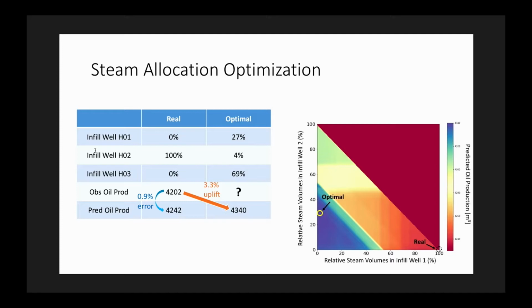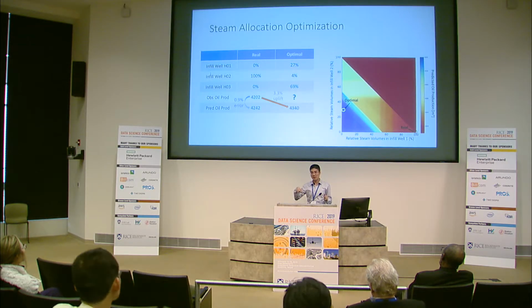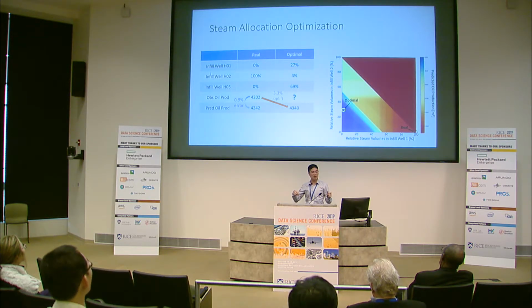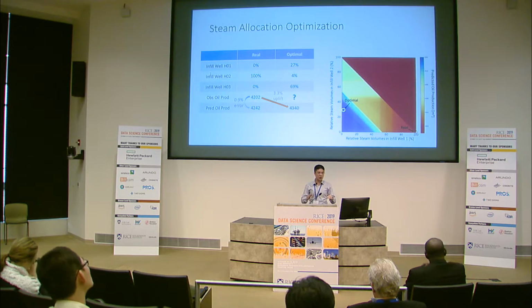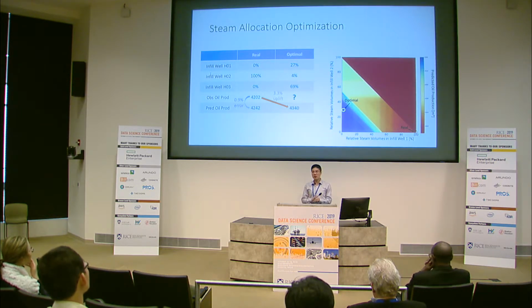Let me explain this a little bit more. On this pad, there are 3 in-field wells. By in-field well, I mean steam needs to be injected into them. Since the sum of these 3 in-field wells' contributions should be 100%, in other words, there are 2 independent variables. That's why I can plot the right plot. We can just take the in-field well 1 and in-field well 2 numbers, and in-field well 3 will be 100% minus these 2.